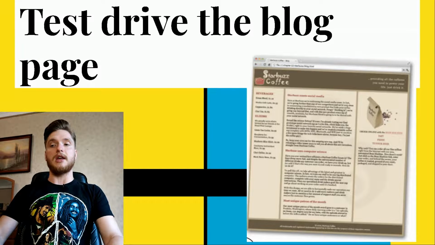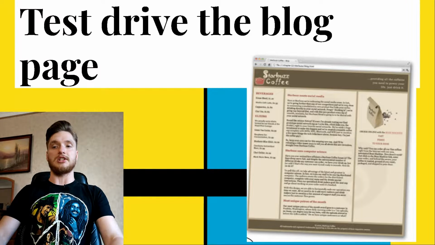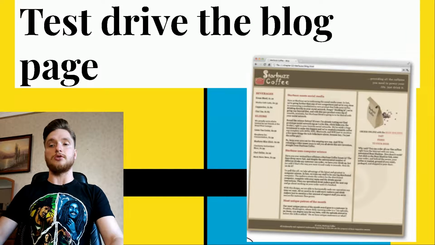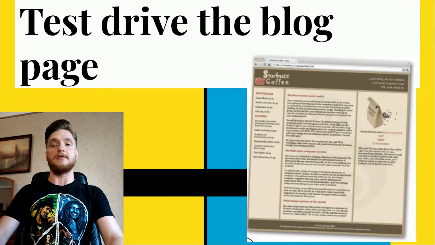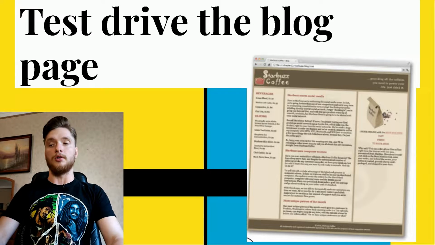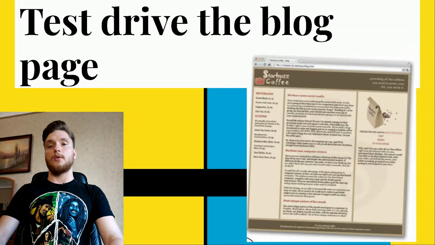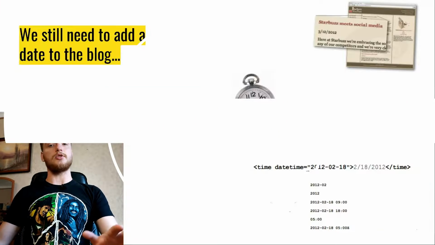Your mileage may vary, but in general stick to grouping related content together with section and use article for self-contained content. And if you need to group content together that doesn't feel as related, you always have div to fall back on. We still need to add a date to the blog.